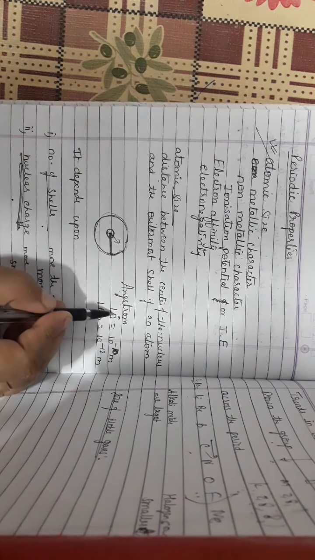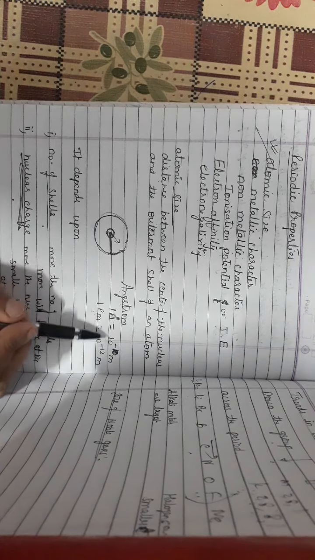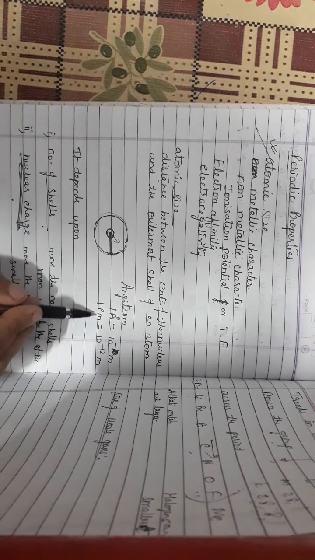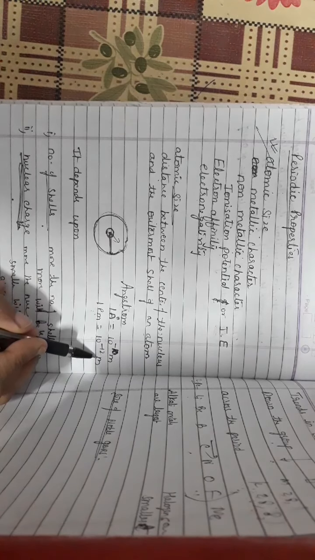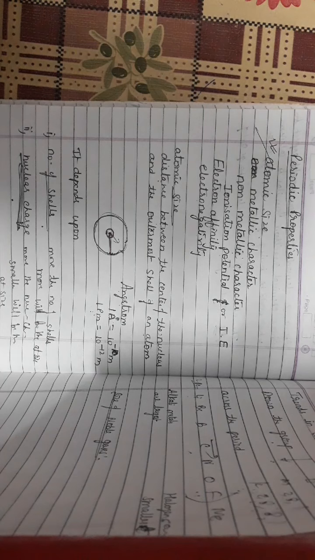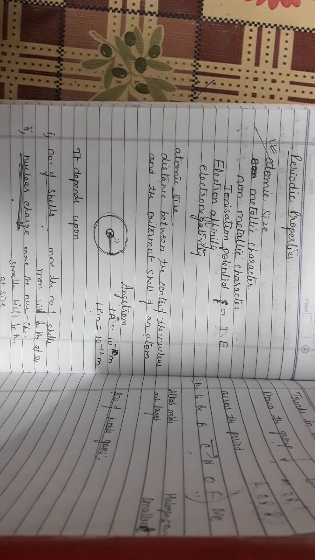Angstrom can be written as capital A with a dot over it, and 1 angstrom is equal to 10 to the power minus 10 meters, whereas 1 picometer is equal to 10 to the power minus 12 meters. Obviously atoms are invisible and very small in size, so these 2 units are used to show the atomic size of an atom.